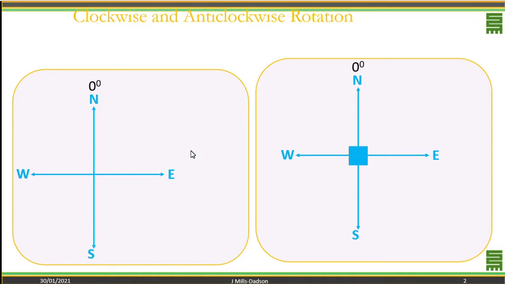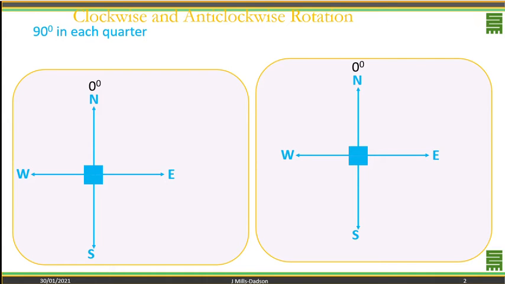Before we talk about rotation, we need to understand direction or movement of rotation. Now I have the compass: north, east, south, and west. Now you realize that there was 90 degrees in each of the quarters. So 90, 90, 90, and 90.